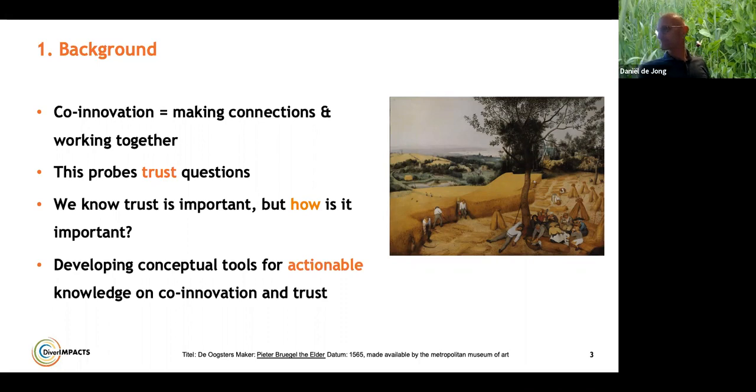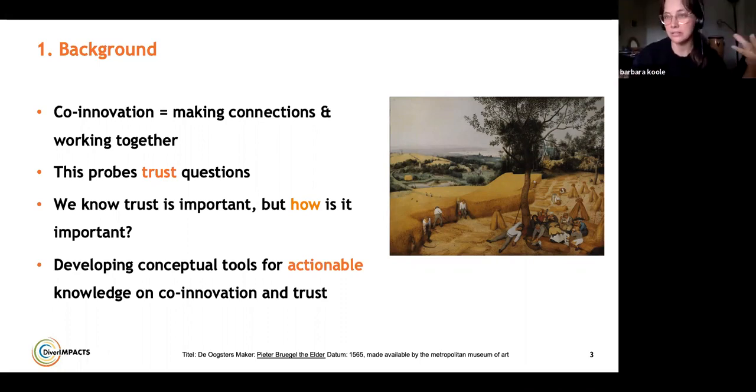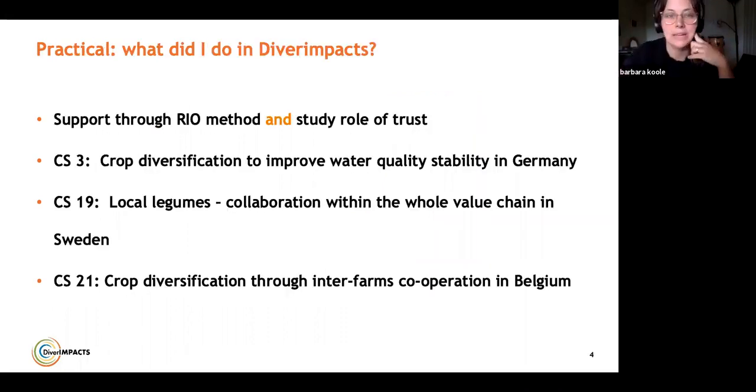Yeah, so that's the background of why I'm focusing on enhancing this understanding. So practically speaking, what did I actually do in DiverIMPACTS? I've collaborated with 3 case studies. Case study number 3 on crop diversification to improve water quality stability in Germany. Case study 19 on local legumes in collaboration with the whole value chain in Sweden. And case study 21, crop diversification through interfarm cooperation in Belgium.